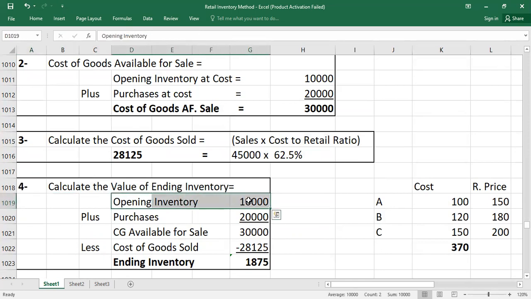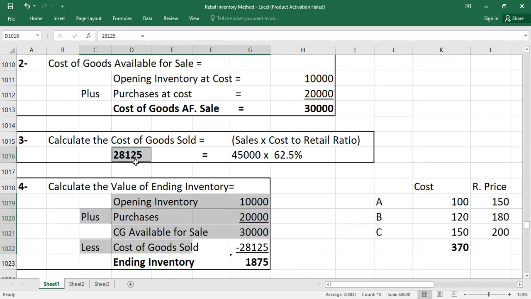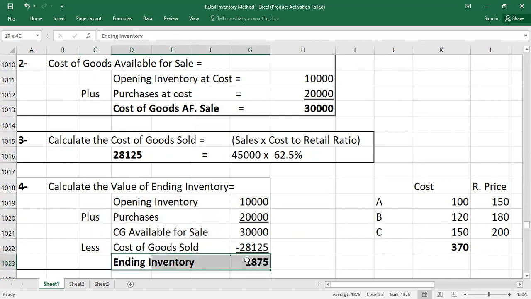Okay, and if you want to calculate the value of closing inventory, you can calculate it this way: opening inventory value at cost, which was 10,000, plus purchases at cost, which is 20,000. This is called cost of goods available for sale, which is 30,000, less cost of goods sold, which you calculated in step number three, which is 28,125. If you subtract this cost of goods sold from the cost of goods available for sale, you will automatically get the ending inventory.